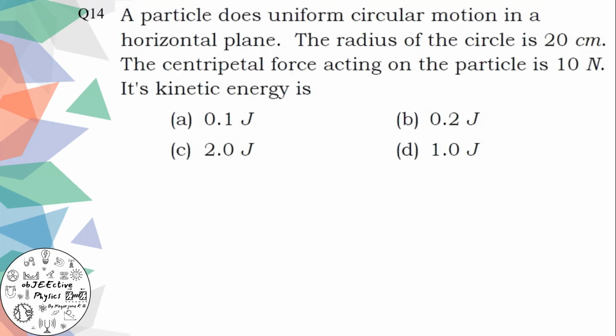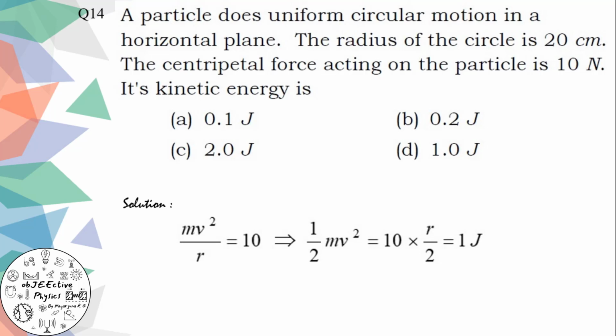Question number 14. A particle does uniform circular motion in a horizontal plane. The radius of the circle is 20 centimeters. The centripetal force acting on the particle is 10 Newton. Its kinetic energy is: Solution. Centripetal force is given by mv square by r is equal to 10. That implies mv square is equal to 10 r. If we multiply both sides by 1 by 2, 1 by 2 mv square is equal to 1 by 2 into 10 r, that is equal to 1 joule. We substitute the r value here.